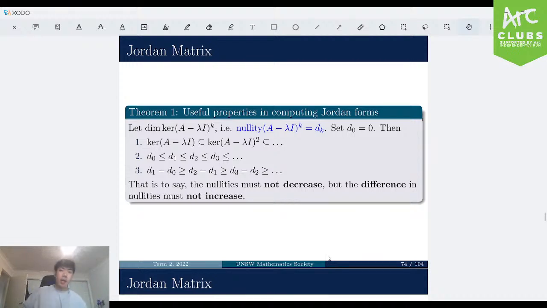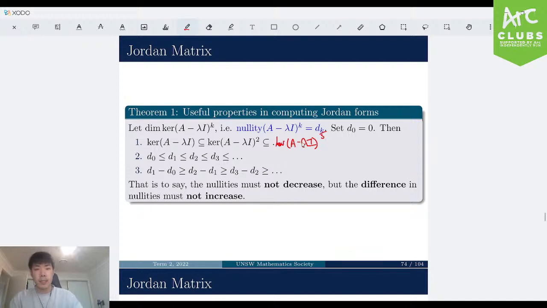So, a theorem that we have about Jordan forms is this here. There's a bunch of stuff to talk about here, but the main takeaway is essentially that the kernel of A minus lambda I will always be a subset of the kernel of a higher power of A minus lambda I, right? Which is basically saying that the kernel of A minus lambda I squared will already contain the kernel of A minus lambda I. And then if you keep going, let's say up to A minus lambda I to the power of 5, let's say.